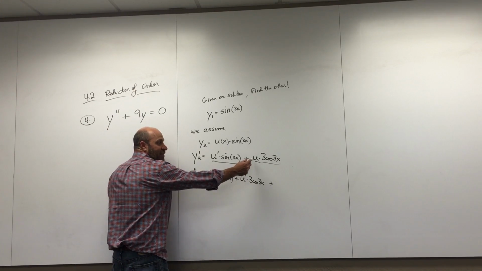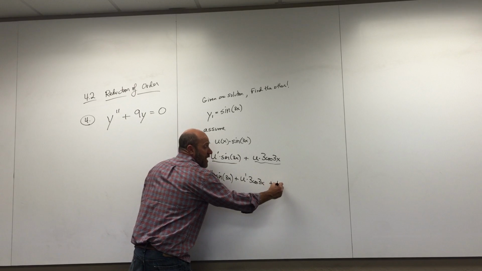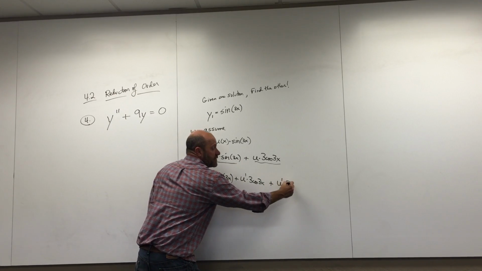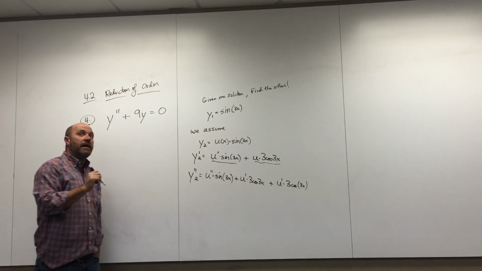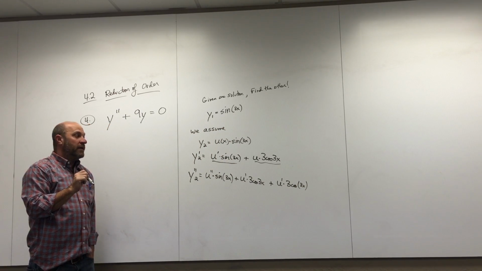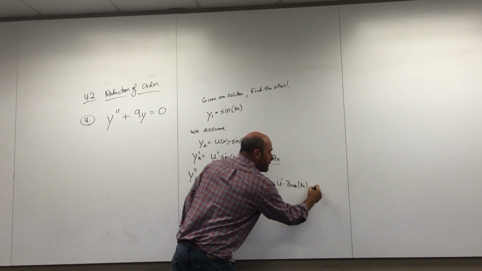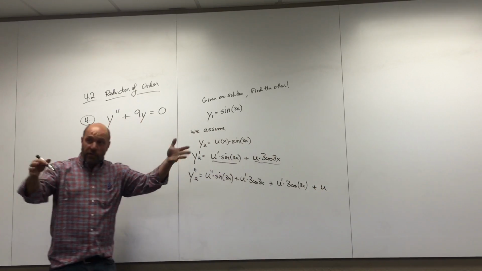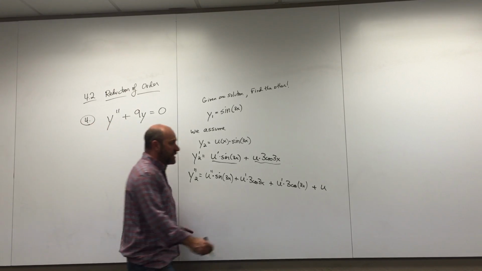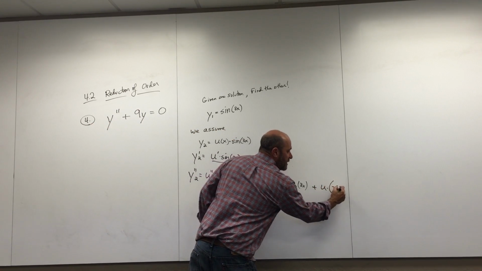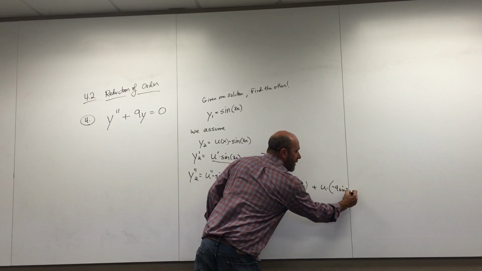This product rule, I'll do the derivative of the u, u prime, times the 3 cosine 3x, and then write down the u and take the derivative of the 3 cosine 3x. That would be a negative 9 sine 3x. Wow.